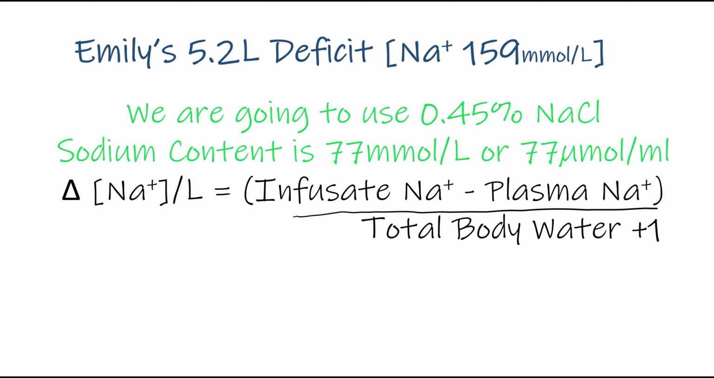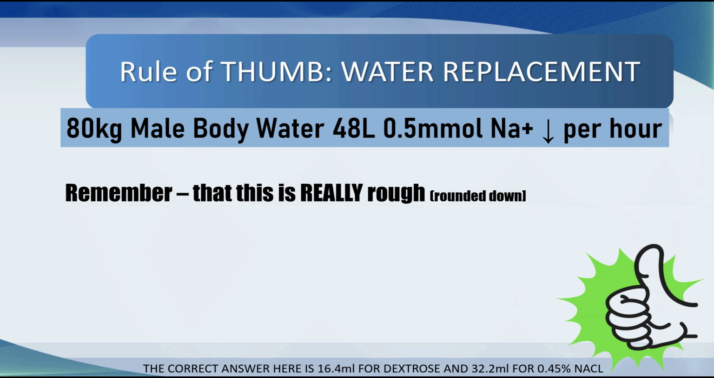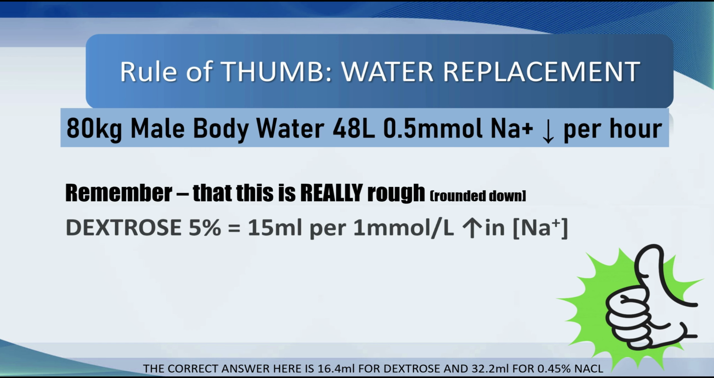litres. We want to reduce our patient's plasma sodium by 0.5 millimoles per hour. And remember, this is very rough. And what you need to do then is, if you're using dextrose 5%, you administer 15 mils of 5% dextrose per hour per 1 millimole increase in sodium. If you're using 0.45% saline, then you need 30 mils per 1 millimole increase in sodium per hour. In the situation of our patient with a sodium of 150, that works out at dextrose 5%, 150 mils per hour, and 0.45% saline, 300 mils per hour.